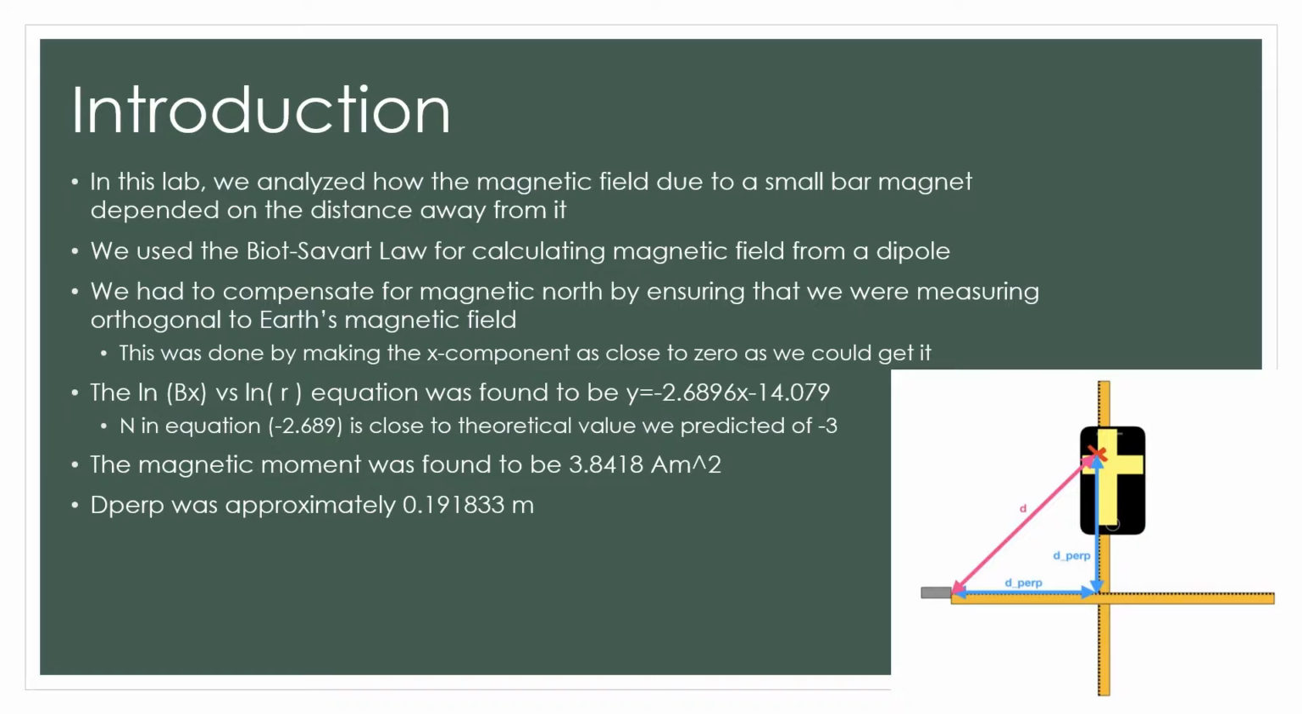In the ln of Bx versus ln of r graph, the equation was found to be y equals negative 14.079 minus 2.6896x. The n value in this equation is negative 2.6896, which is close to our theoretical value of negative 3. The magnetic moment was found to be 3.8418 ampere square meters, and the perpendicular distance as labeled in the photo to the right was approximately 0.19 meters.